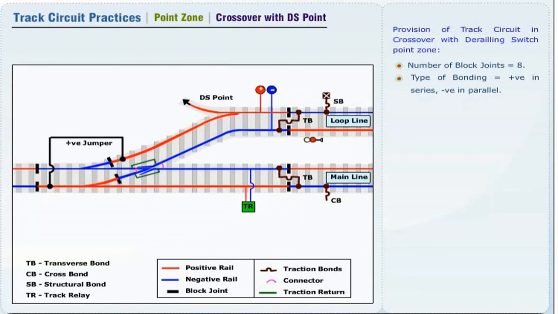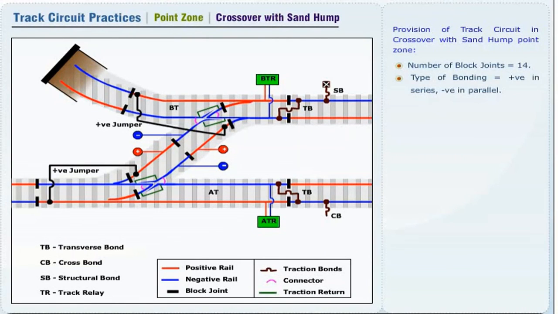Provision of track circuit in crossover with derailing switch point zone. Number of block joints are 8. Type of bonding used is positive in series, negative in parallel. Provision of track circuit in crossover with sand hump point zone. Number of block joints are 14. Type of bonding used is positive in series and negative in parallel.